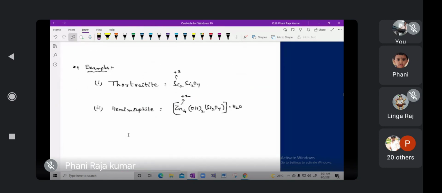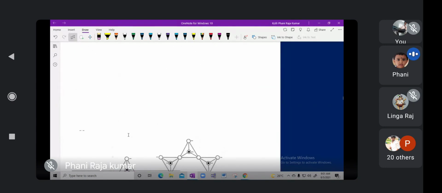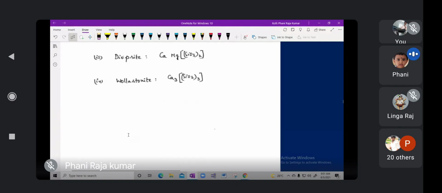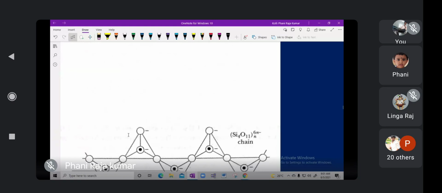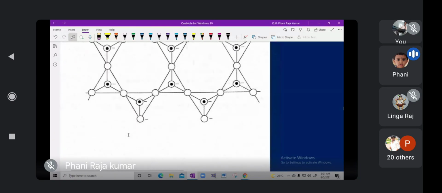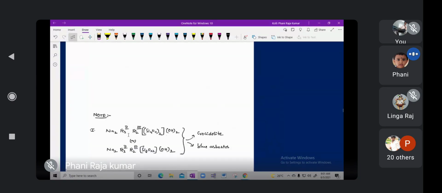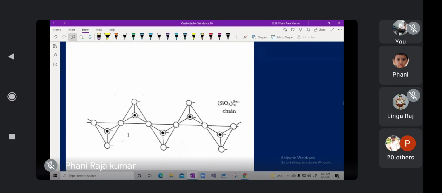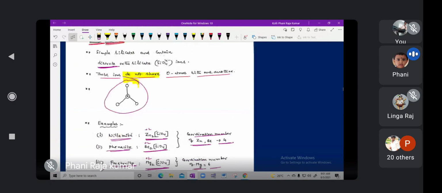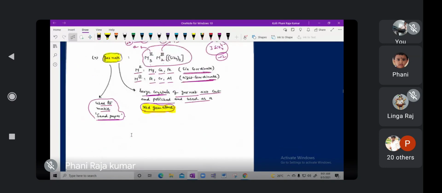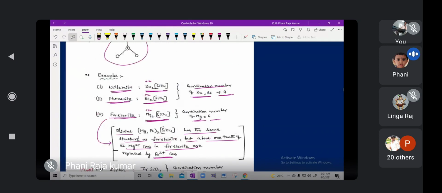Remaining structures we will continue tomorrow: cyclic, sheet, linear chain, double chain, and you have to practice their formulas. After completing this tomorrow, we are going to carbon oxides, then third group oxides. Okay, then tomorrow we'll continue.